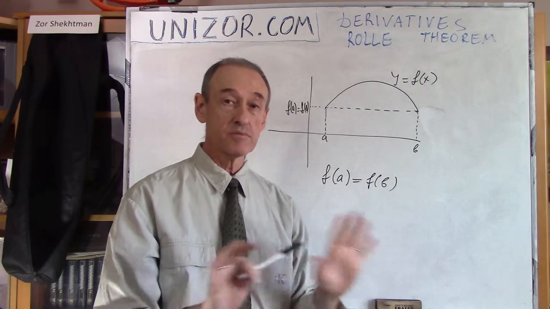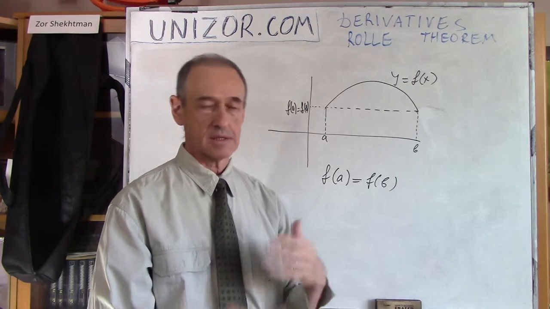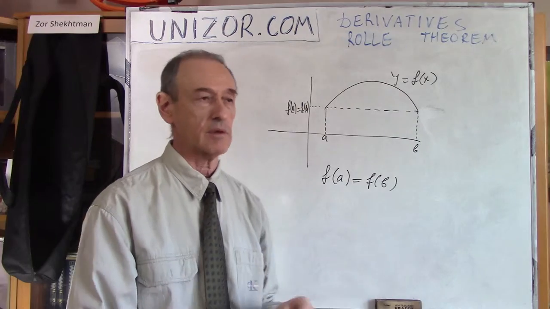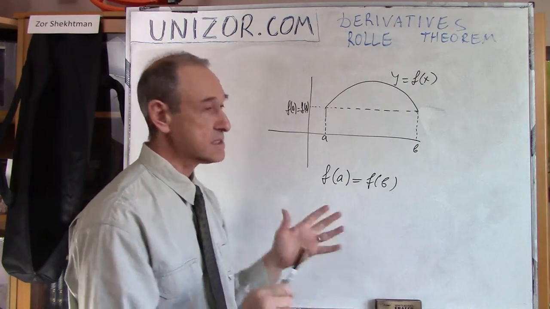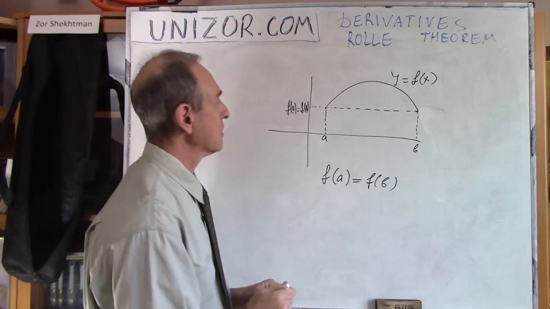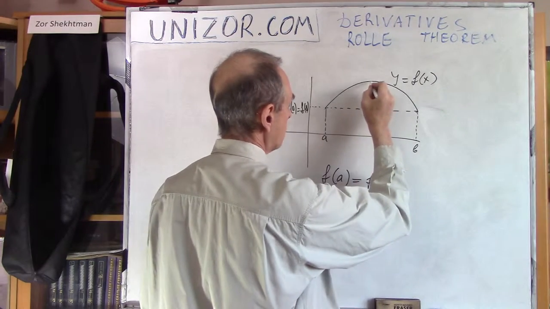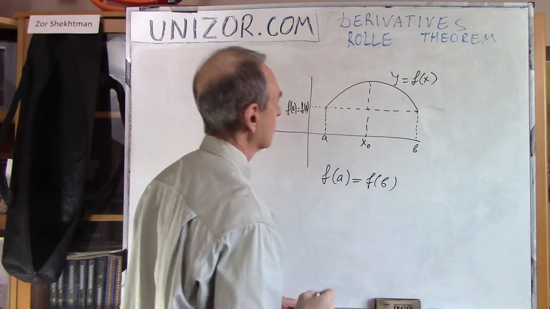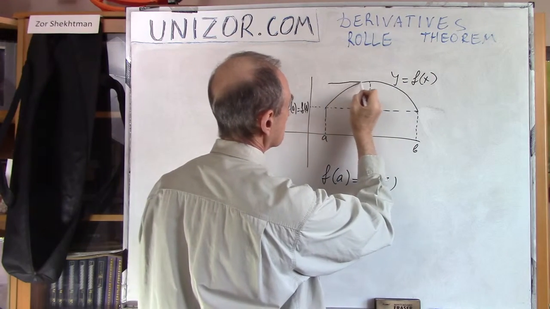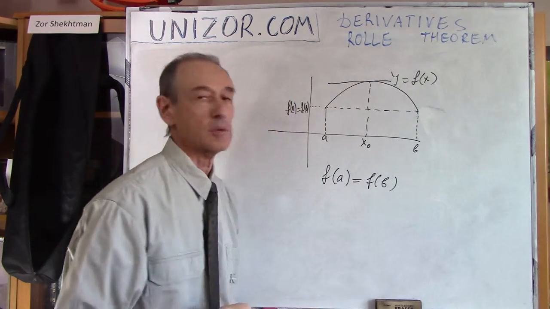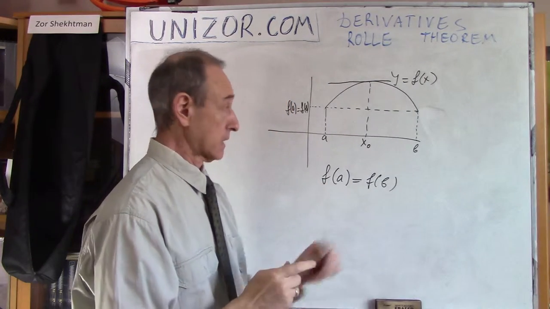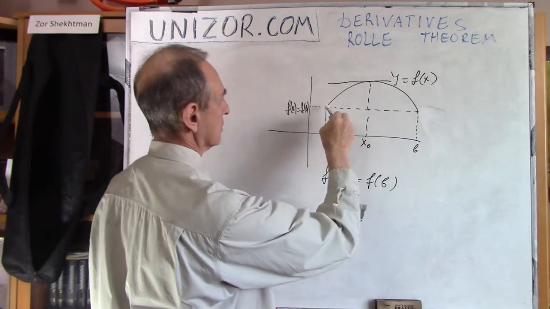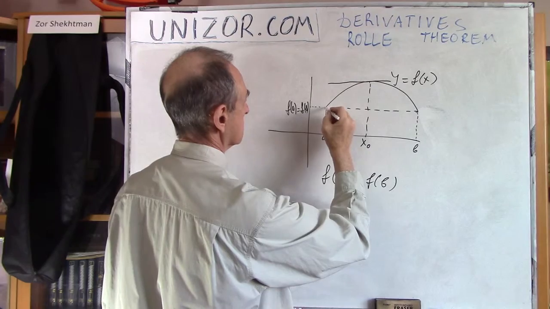And the function is smooth enough, which means it has a derivative. The derivative is continuous, or maybe it has a second derivative, whatever, smooth enough. So for this smooth function, what this theorem states is that there is some point between a and b, x zero, where the function is reaching its local extremum. At least one point, maybe more than one, because maybe the function looks like this.